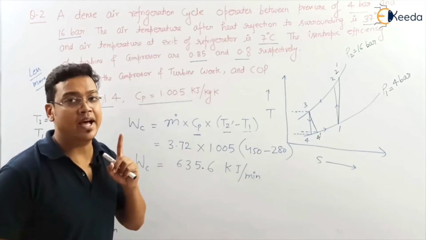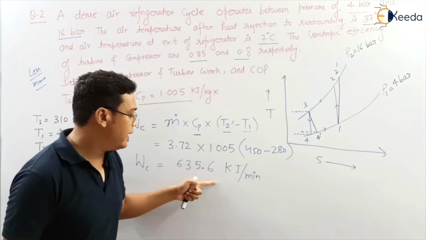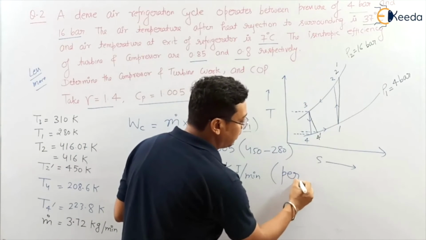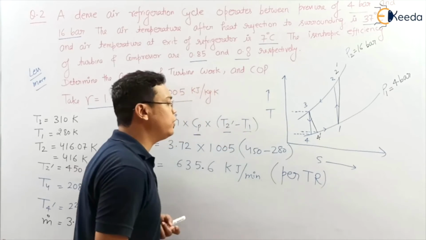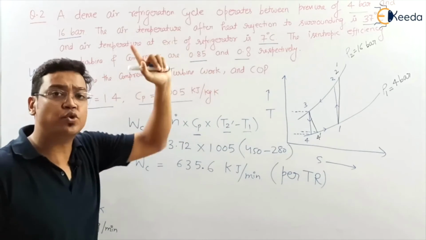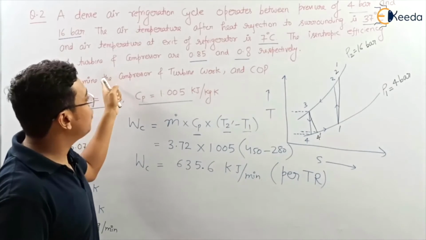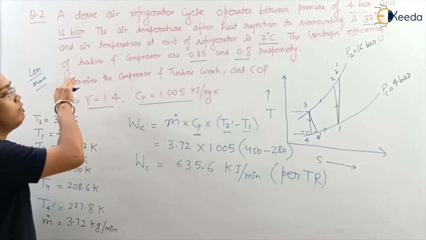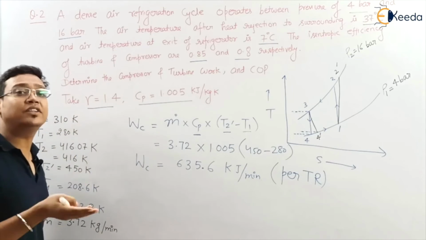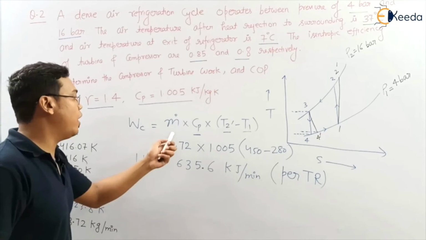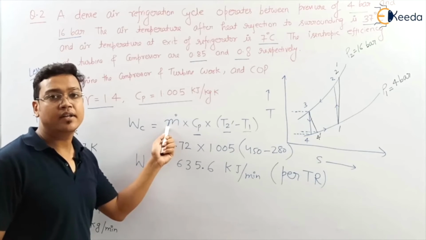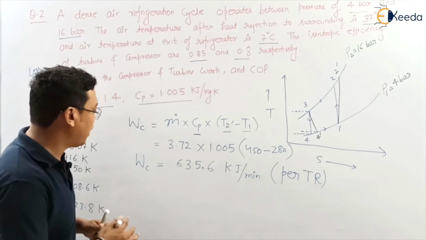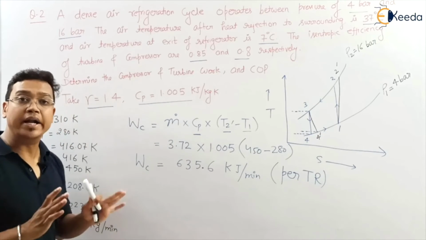Remember one more thing here. You have calculated this work done per TR. This is the per TR work done. Why? Because in the question nothing was given. In that case you have to think. If the mass flow rate is given in the question, then you have to put the value of mass flow rate directly here. So there are different types of questions. So we have calculated the work input to the compressor per TR.